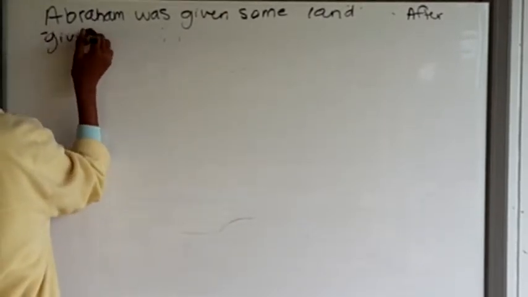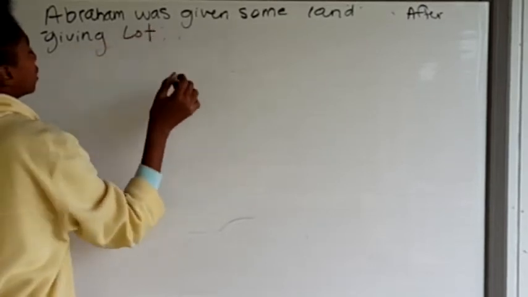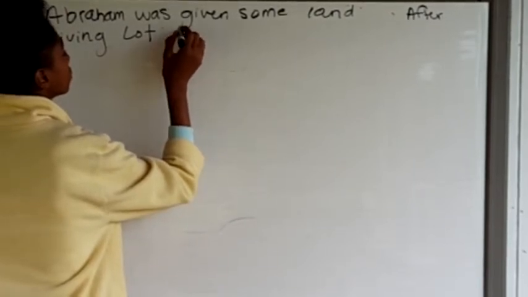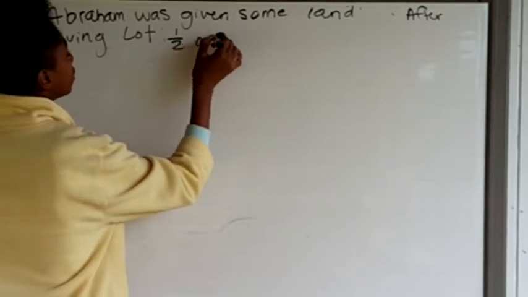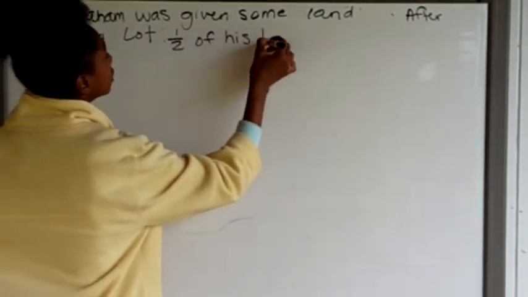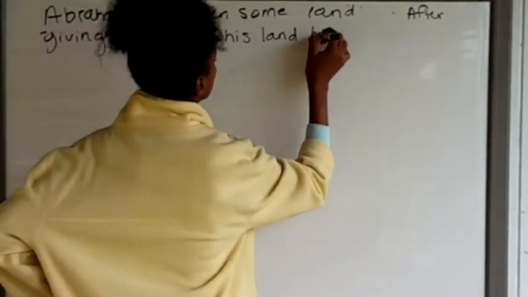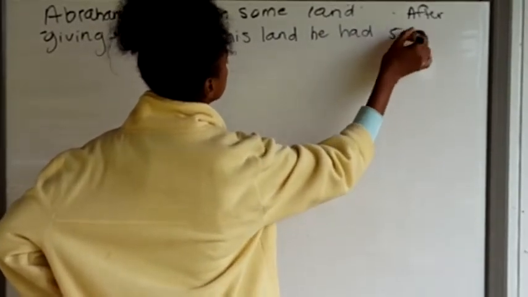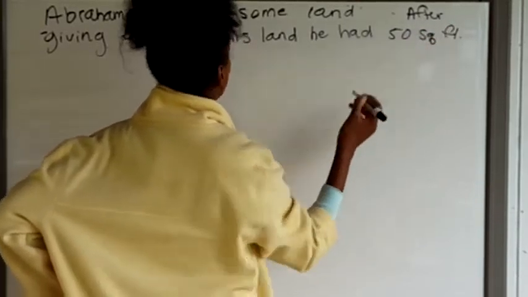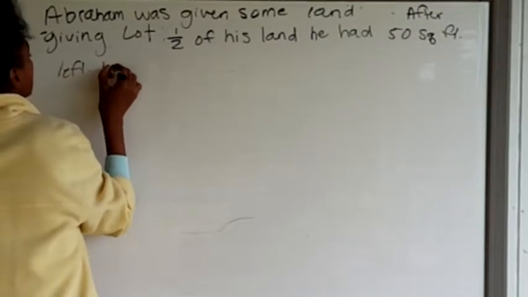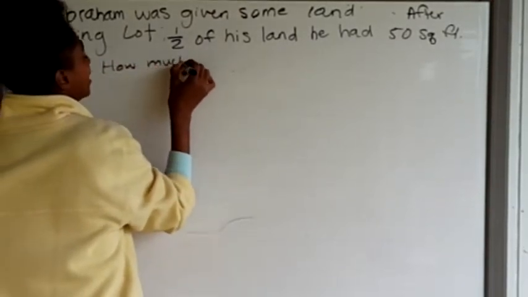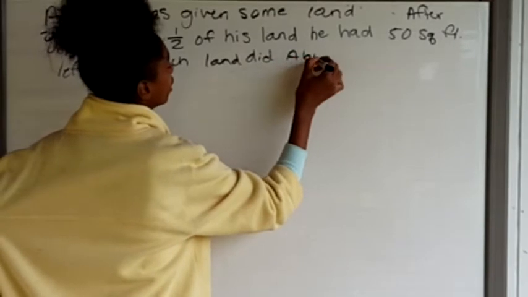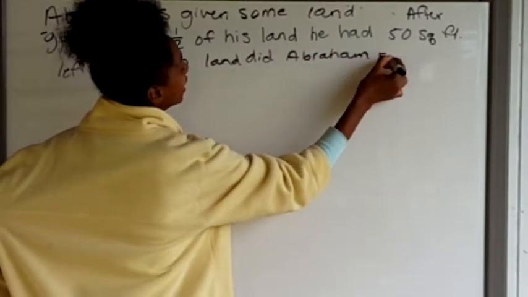After giving Lot half of his land, he had 50 square feet left. How much land did Abraham receive?